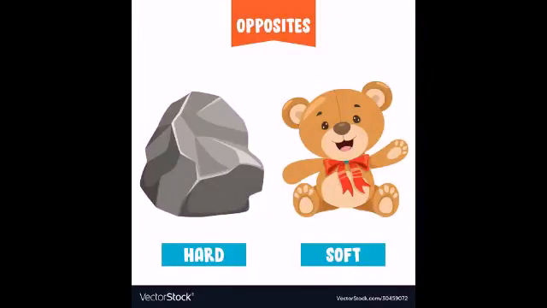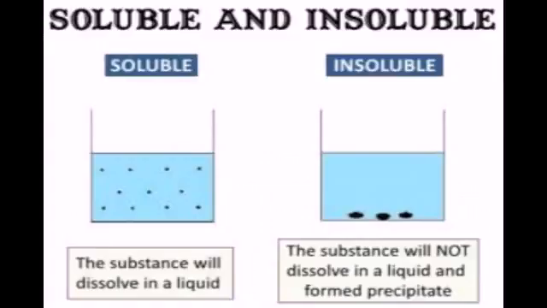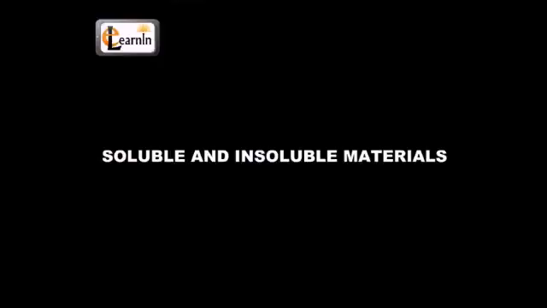Next is soluble and insoluble. Some substances are soluble in liquid, that is, they can dissolve easily in the liquid, while some substances do not dissolve in liquid very easily or do not dissolve at all. They are known as insoluble substances. Now let's see this video.